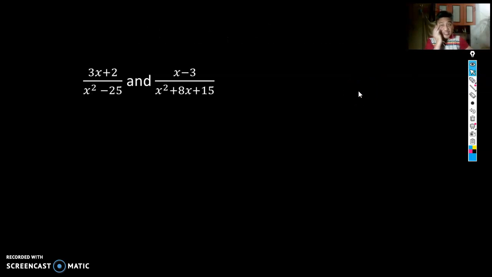Given is 3x plus 2 all over x squared minus 25, and x minus 3 all over x squared plus 8x plus 15. So, what is the LCD? The first step is identify natin ano muna yung kanyang mga denominator. Okay. So, yung unang denominator is x squared minus 25.